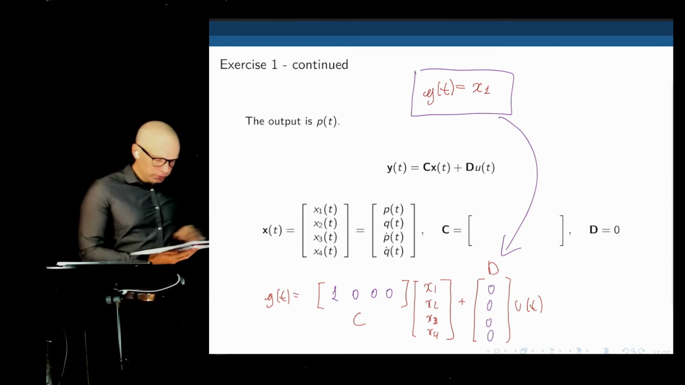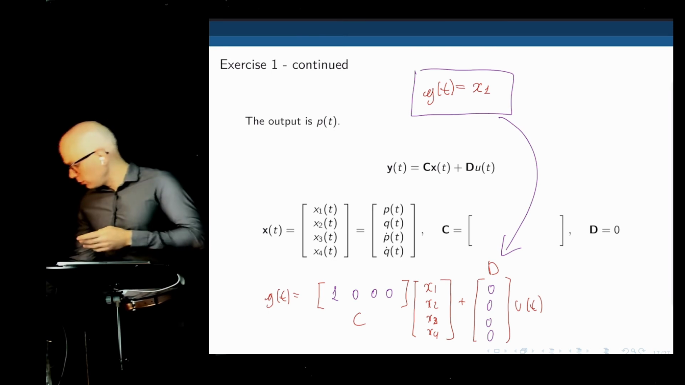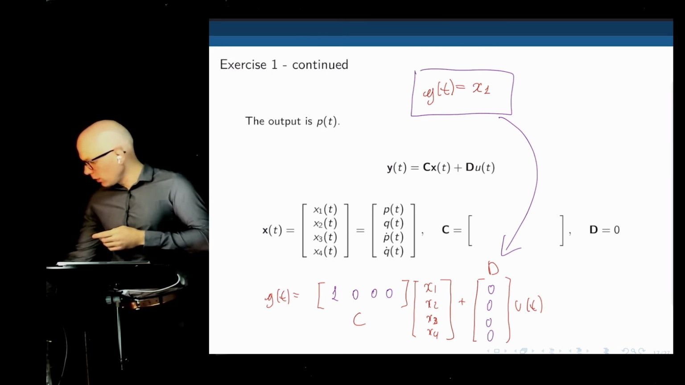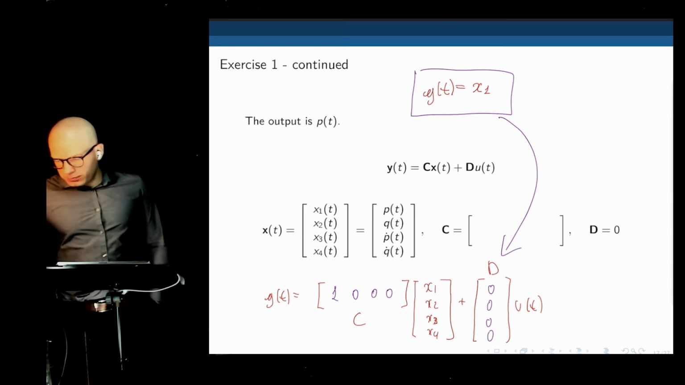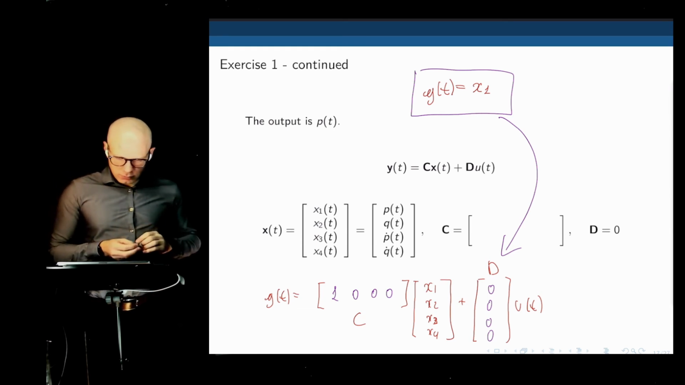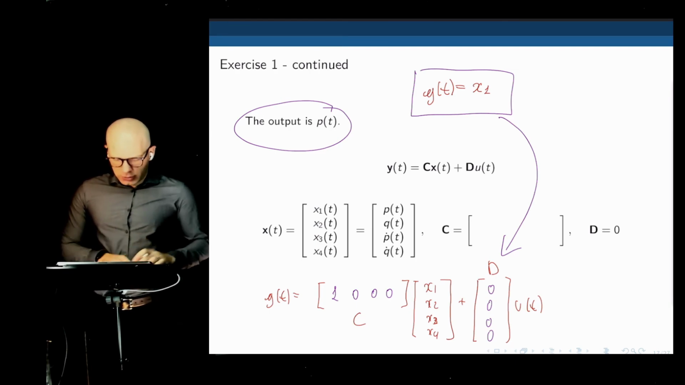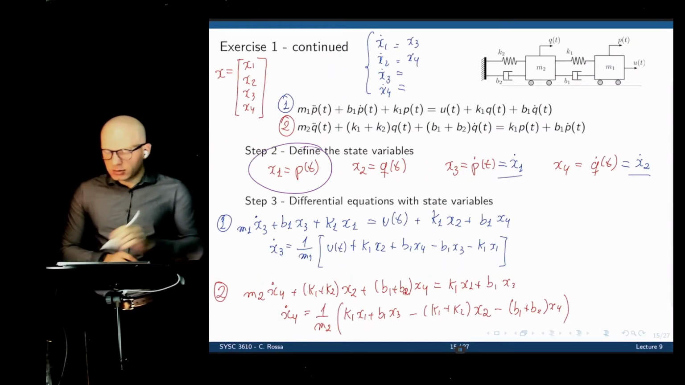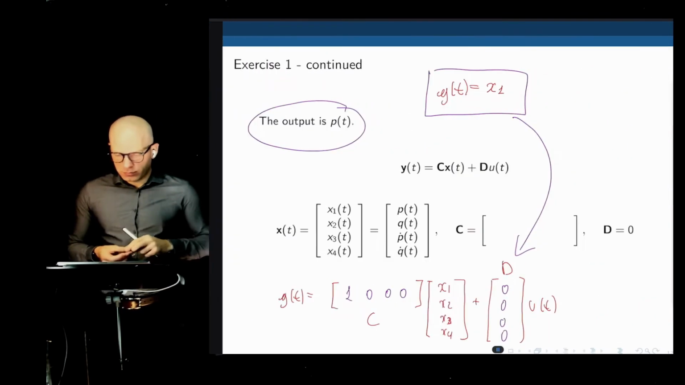Okay. Any questions? No? All right. Why is y of t equal to x1? So y of t is the output, and we chose the output to be p of t. And according to the states we defined earlier, p of t is x1. Oh, okay. Got it. Thank you.